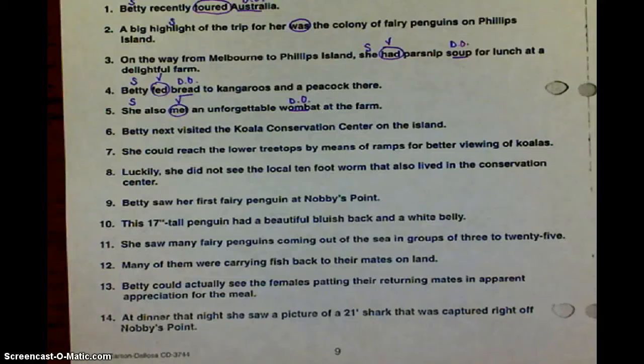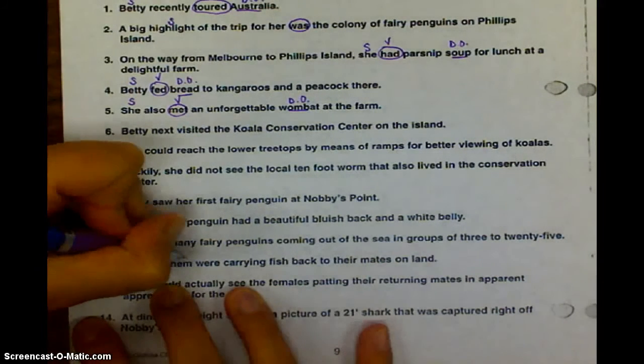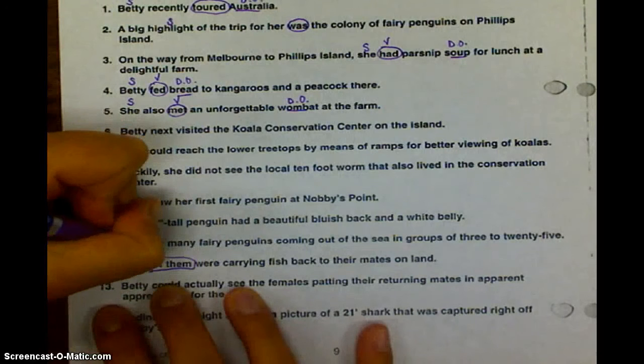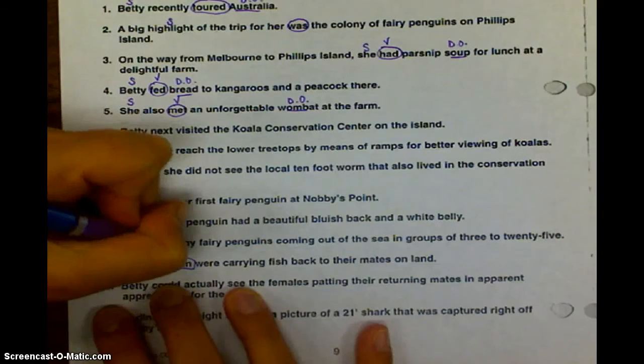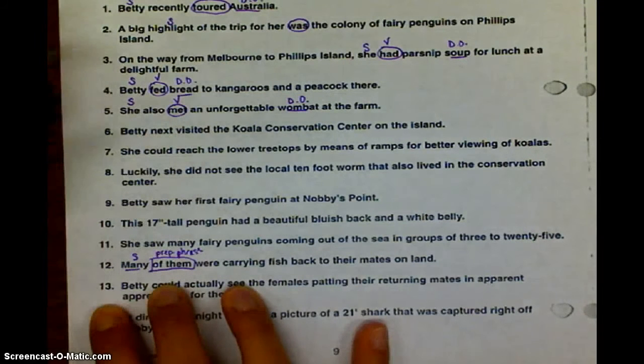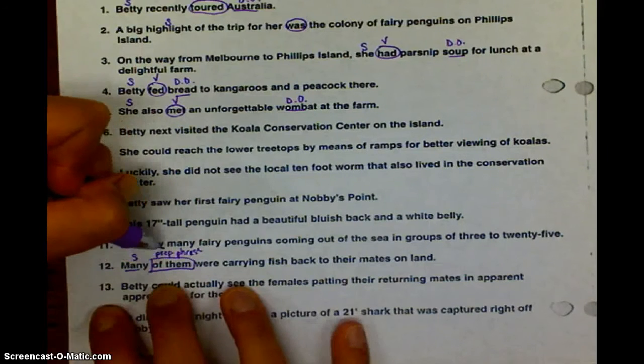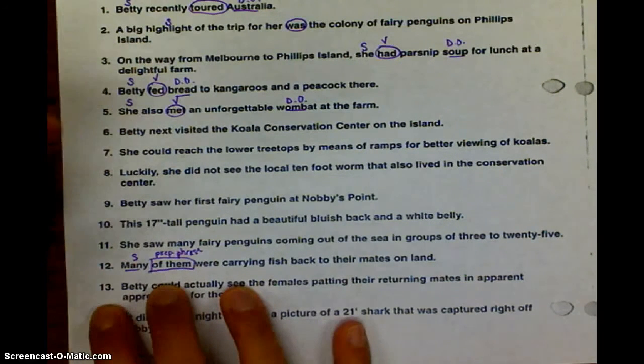The who or what did it in this context is many, okay? Many is your subject. Of them, right here, is a prepositional phrase, which we will learn. Of is a preposition, and them in this context is the object of the preposition, not the subject. And them, T-H-E-M, would never, ever be a subject of a sentence, because you would never say them were carrying fish back to their mates.